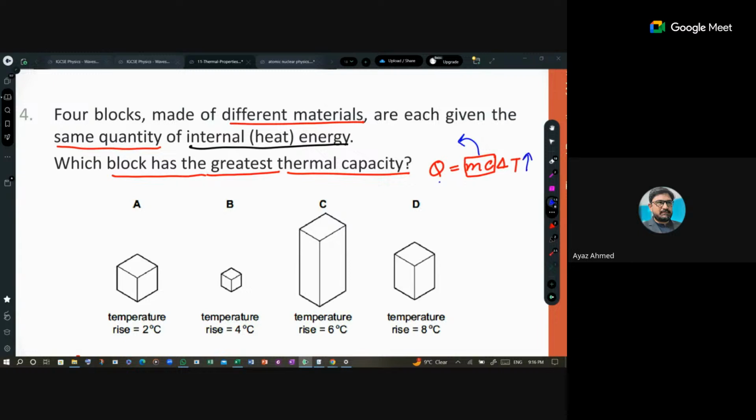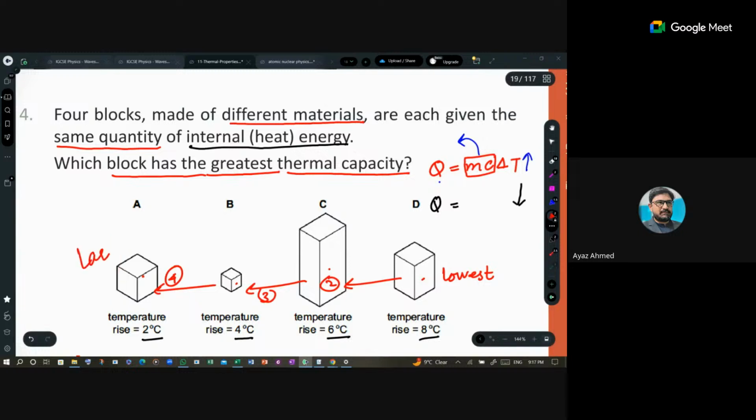So that block in which temperature rise is largest will have the lowest heat capacity, and that block in which temperature has increased by a small amount has very large heat capacity, isn't it? There you go. So here temperature rise is 2 degrees centigrade, 4 degrees centigrade, 6 and 8. It means the 8 has the lowest heat capacity. Its second number, it is third, and it is fourth. So it is the lowest, then bigger, then bigger, and then this one has the largest heat capacity. That's why its temperature is just raised by 2 degrees centigrade.